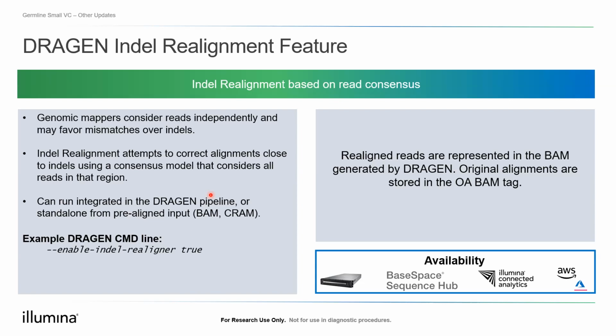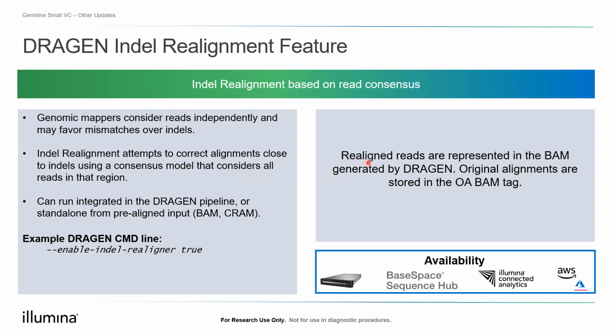And if DRAGEN can generate that, then they can use those downstream tools versus having to create one by themselves. So again, the reason what this indel realignment lets you do is it attempts to correct alignments that are close to indels. This can be run today, integrated in the DRAGEN pipeline or standalone. So, if you have a BAM or CRAM file, you can run it standalone. However, you can turn this feature on.